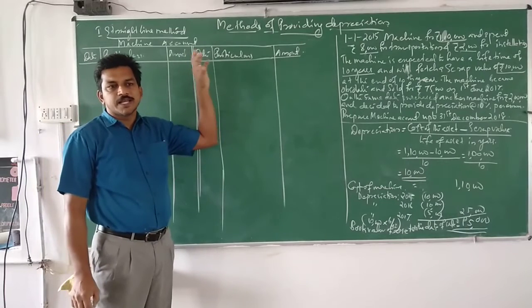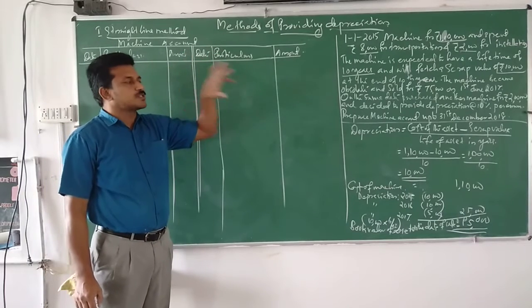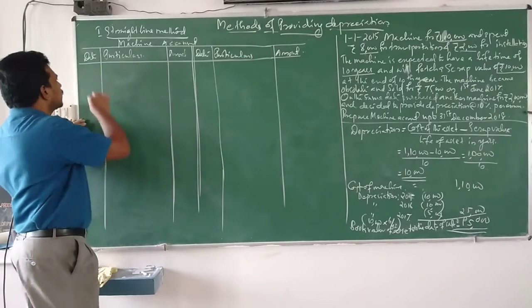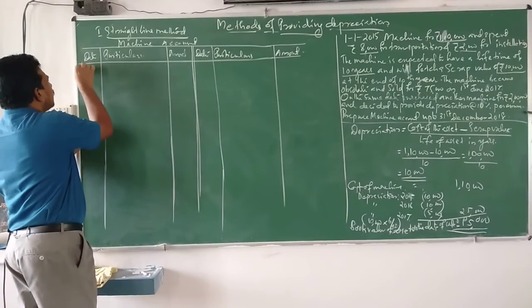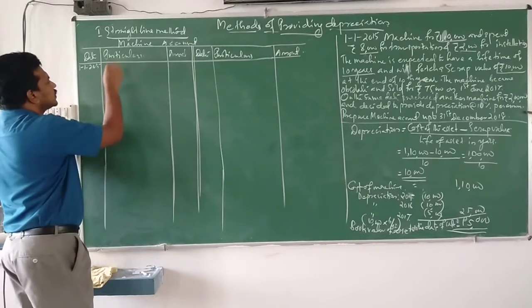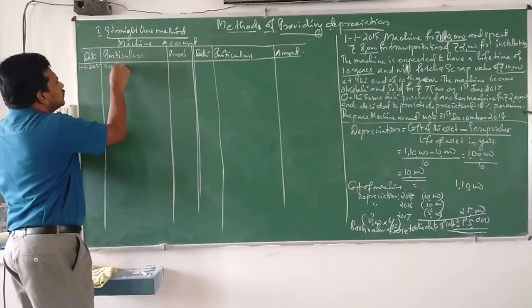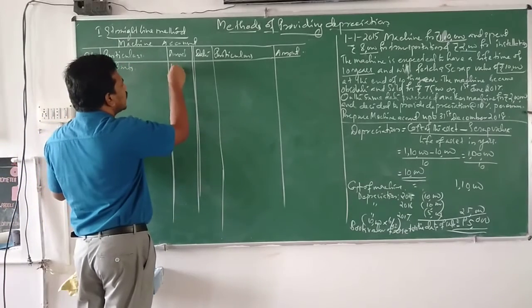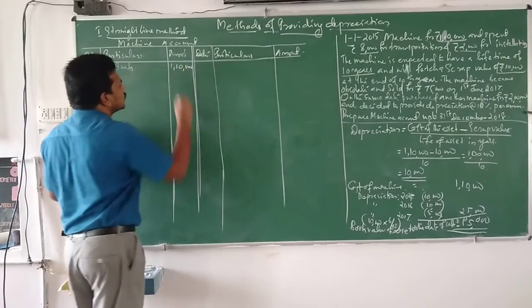What was the journal entry? Yes, machine account debtor to bank. So machine account debtor to bank, we can write 1/1/2015. Machine account debtor to bank. How much? 1,10,000. That was the value.